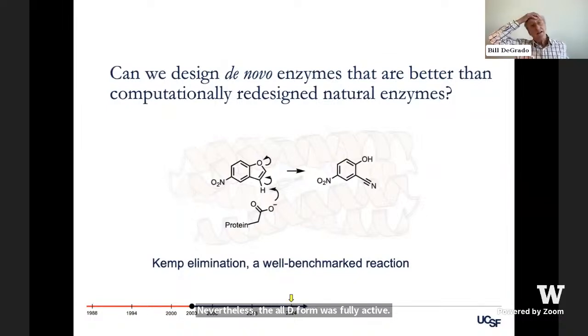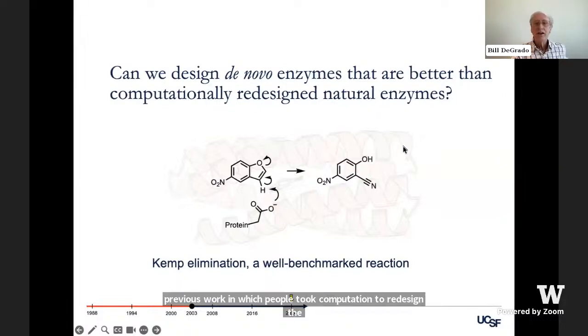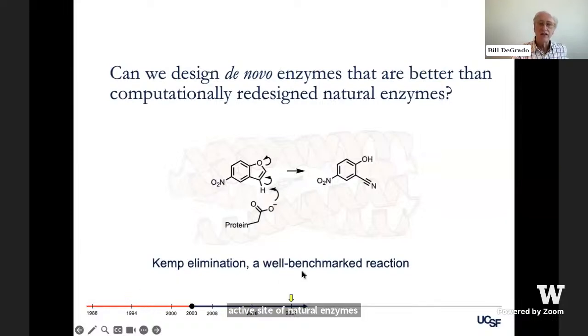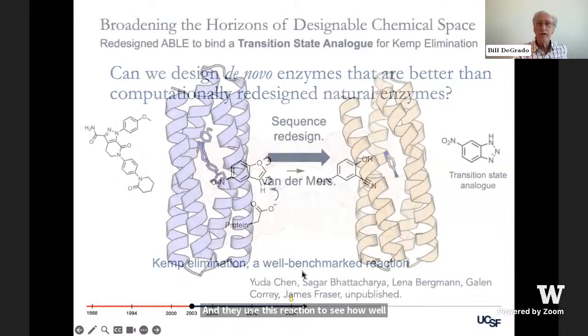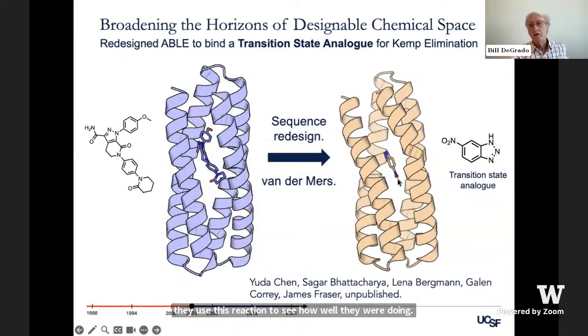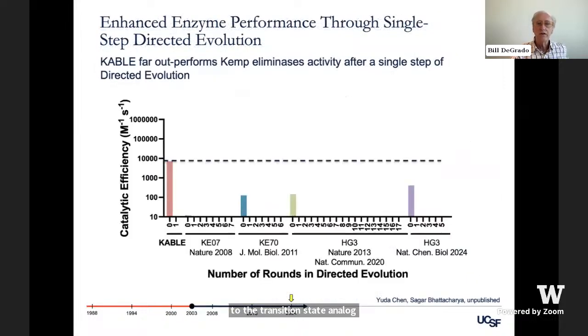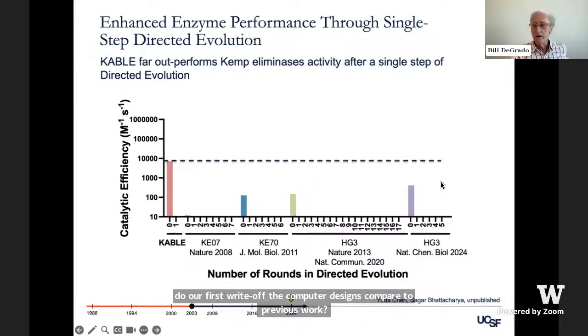So can we design enzymes computationally? A benchmark that's used quite a bit in previous work, in which people took computation to redesign the active site of natural enzymes, and they used this reaction to see how well they were doing. Well, could we do it completely de novo? And could we do it better? And indeed we can. We designed this bundle here to bind to the transition state analog. How do our first, right off the computer designs compare to previous work? And you can see we're about a factor of 50 to 100 better.